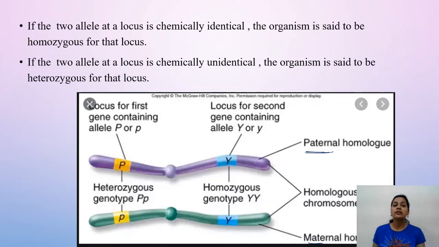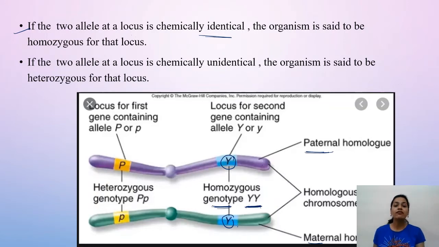So now consider the first case. If the two alleles of the locus are chemically identical, that means they are showing similar identity, like capital Y and capital Y. In this case, the two alleles of a gene are chemically identical. Then we will say this organism is homozygous for this particular locus, and the genotype of the organism will be capital Y and capital Y for this locus.